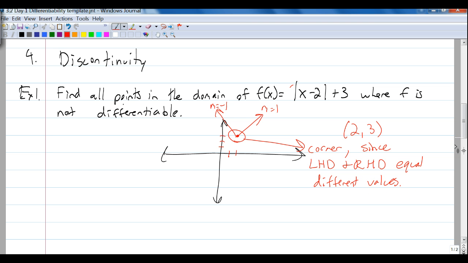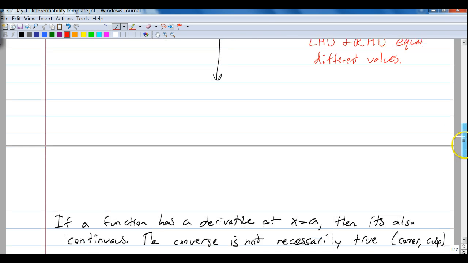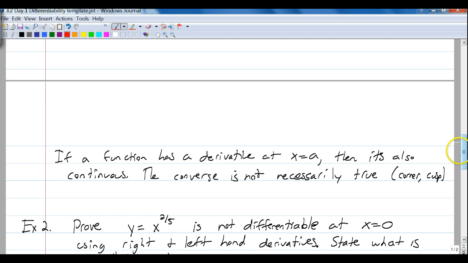Okay. All right, so that's a corner. Now, there might be time. Oh, I also have a little blurb here about if a function has a derivative somewhere, you know it's continuous. However, the converse of that statement is not true. You can't say if a function's continuous that it has a derivative, because it could be a corner or a cusp. Because you know you can't take the derivative at a corner or a cusp, but it is continuous at a corner and a cusp.